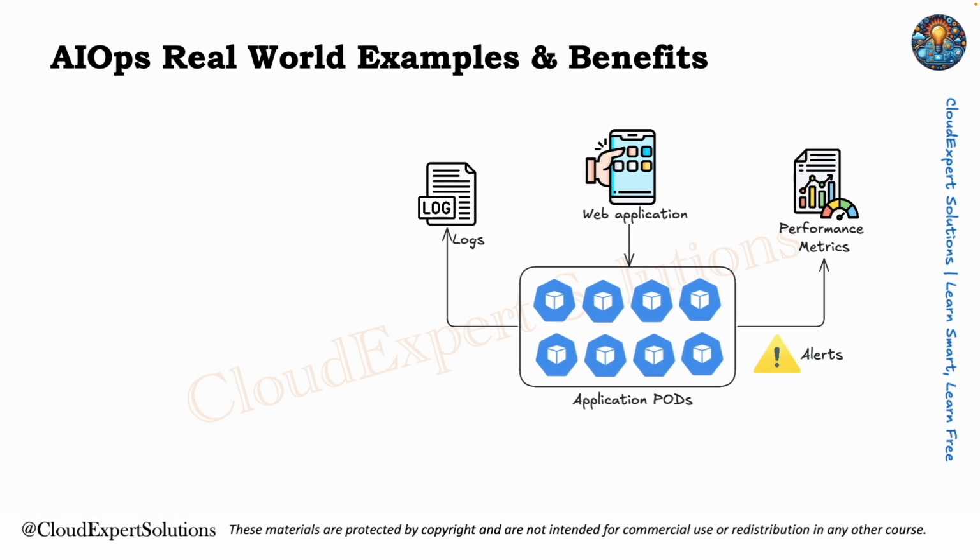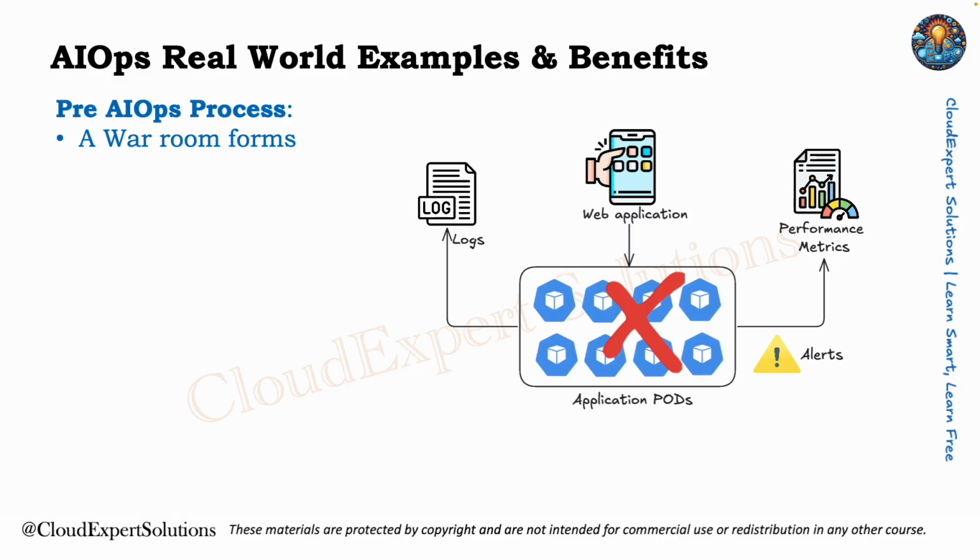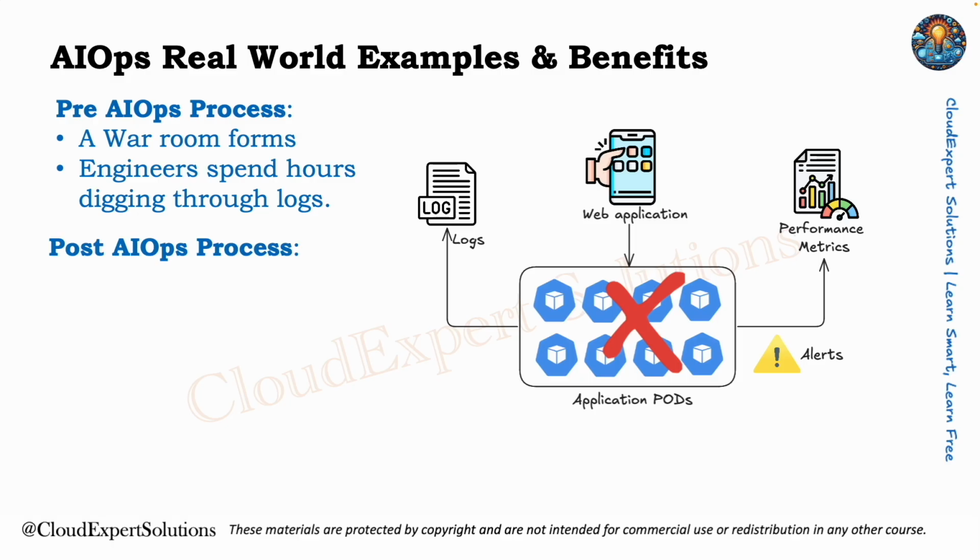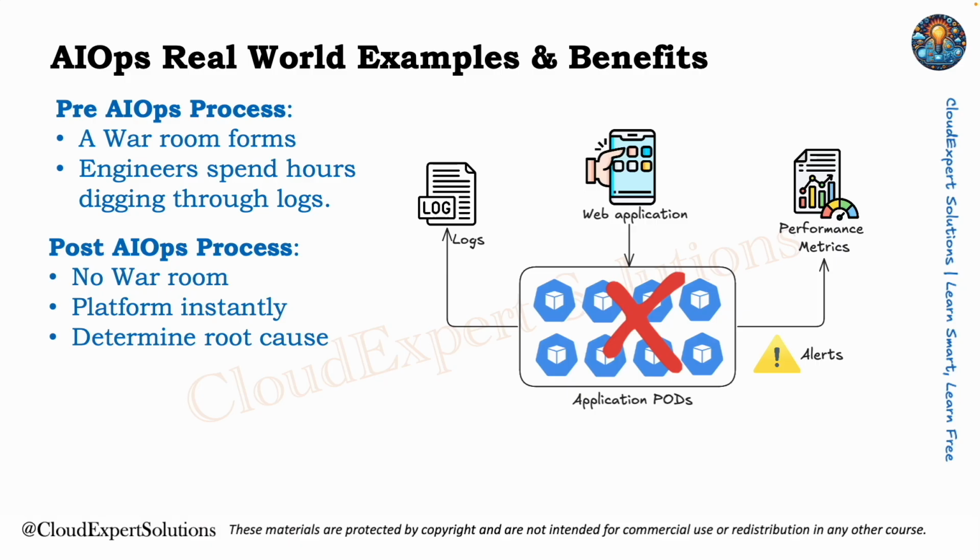Now let's discuss a real-world AIOps example. Imagine an online bank's website starts running slowly. In the old world, a war room would be formed and engineers would spend hours digging through the logs. However, with AIOps, the platform instantly analyzes the data, correlates a spike in network latency from a specific cloud region, maybe with a failed software update, and alerts the team with the root cause. Now, with AIOps, the team will go straight to fixing the issue instead of shuffling through the log files.